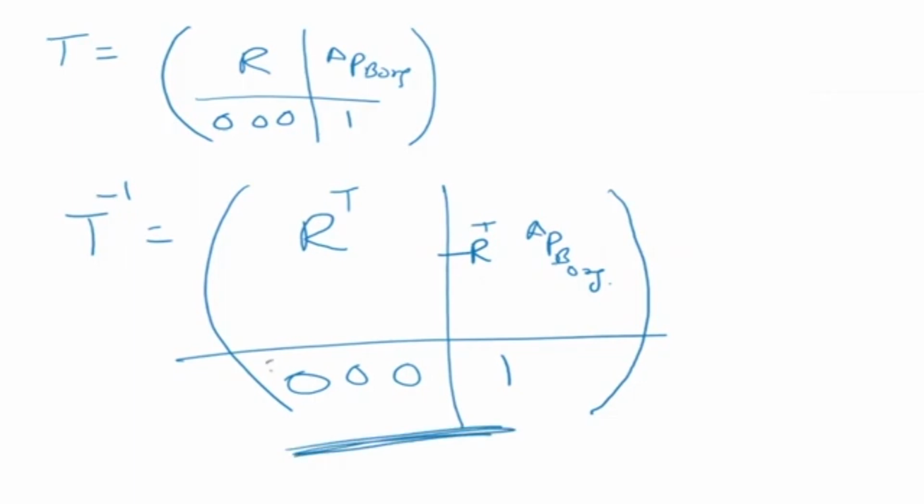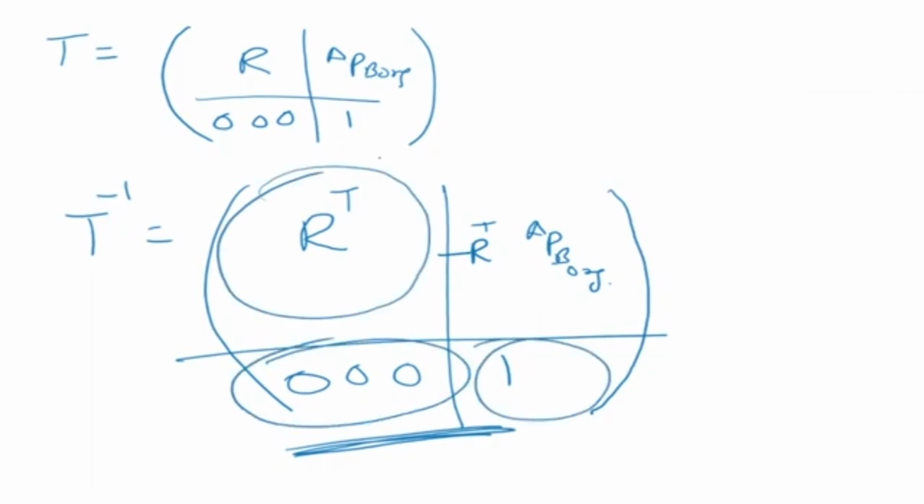Okay, so it's very, very easy because this is always 0, 0, 0, and this is 1. R transpose is very easy. You just have to take the transpose of the rotation matrix, and here you just have to take the transpose into R into APBORG.